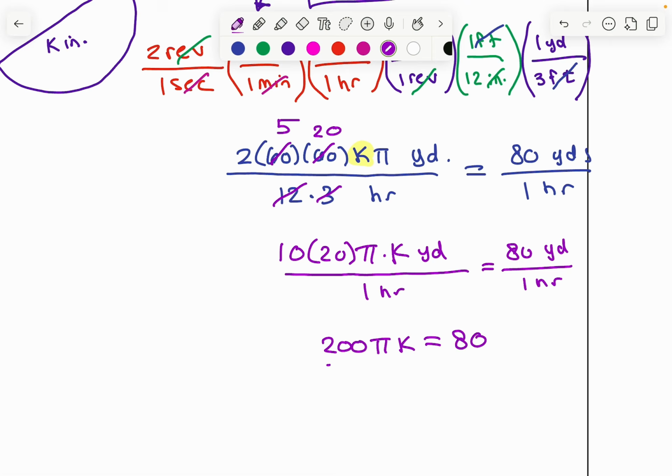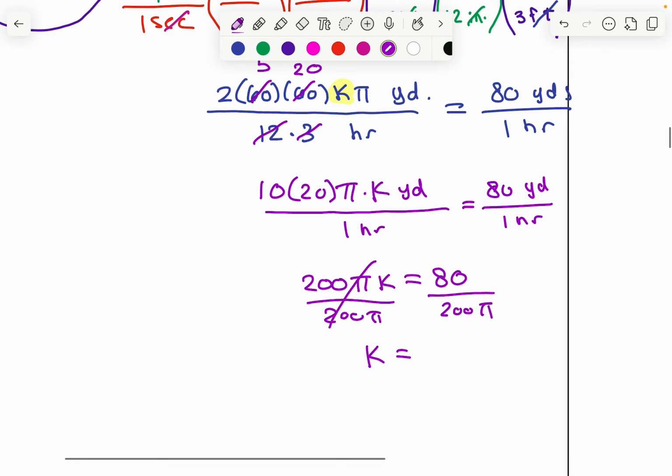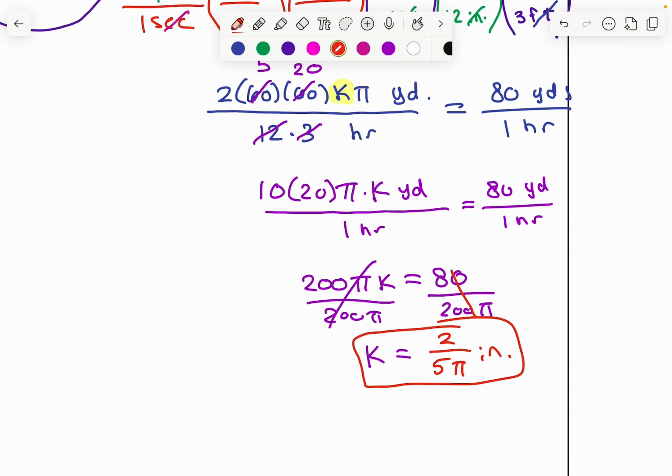So that if you divide both sides by 200 pi, okay, k is going to be 80 over 200, which reduces to 8 over 20. And 4 goes into 8 2 times, and 4 goes into 20 5 times, and this pi is down here. Okay, so it would be 2 over 5 pi inches.